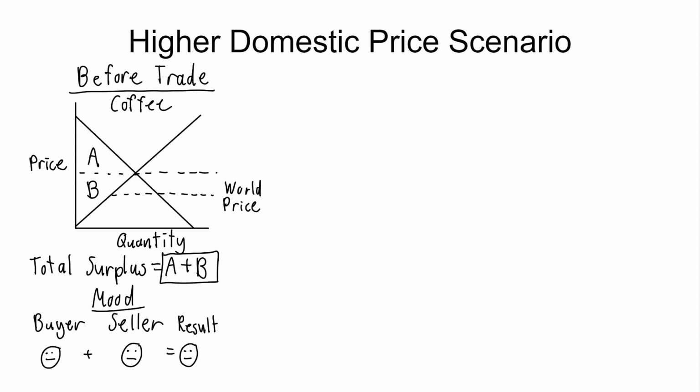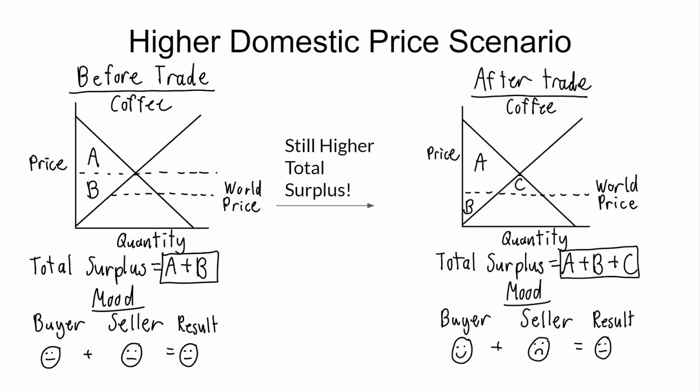It's the same situation but flipped. Take a look at this hypothetical example of Canada's coffee industry. Since the domestic price is higher, Canada has the comparative disadvantage and should import coffee. This time, the buyers win because they can use the lower world price. Sellers lose because now they have to lower their coffee prices to the world price.